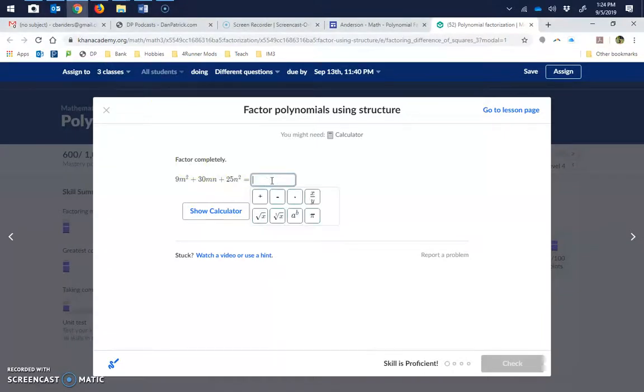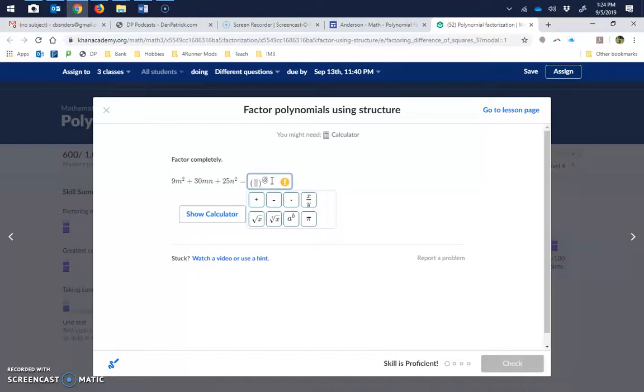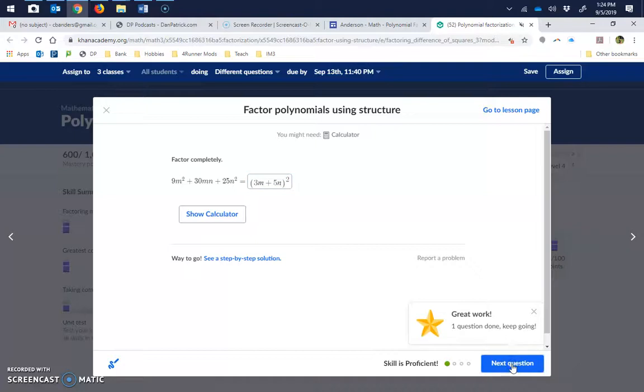They will want us to answer it likely as a square. Like so. So we have 3m plus 5n, squared. And we're right. Next question.